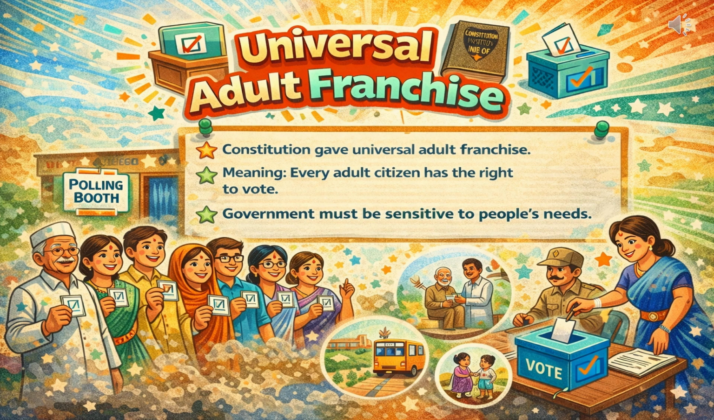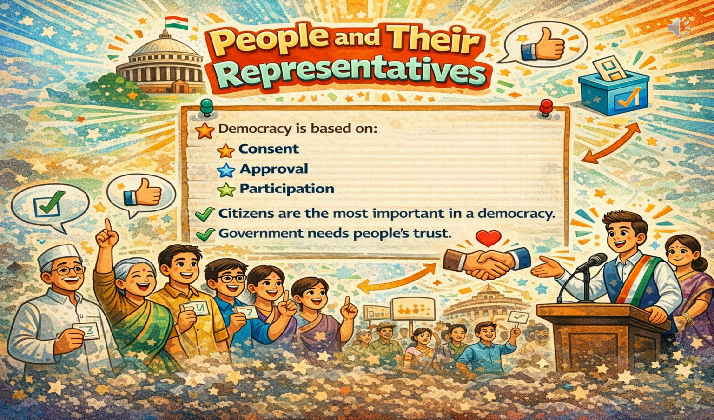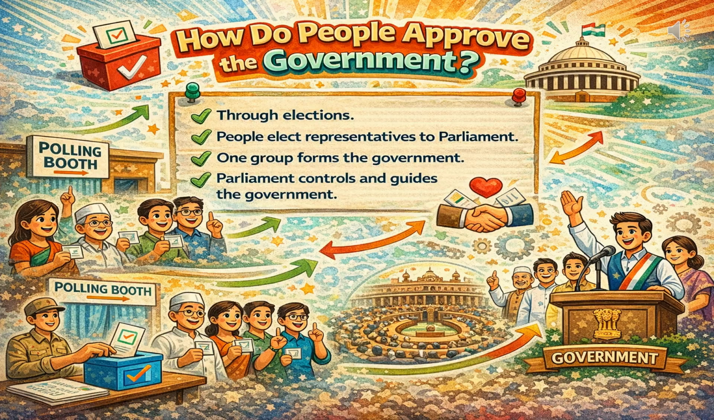Because of this, the government must always remain sensitive to people's needs. In a democracy, everything is based on three important ideas: consent, approval, participation. Citizens are the most important part of democracy. That is why any government needs the trust of the people to function properly. Now the question is, how do people show their approval?